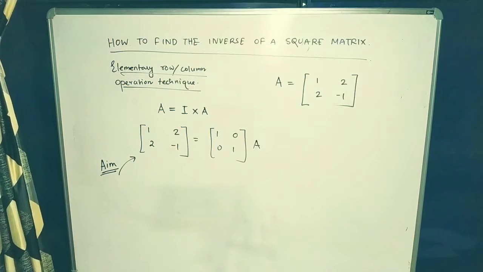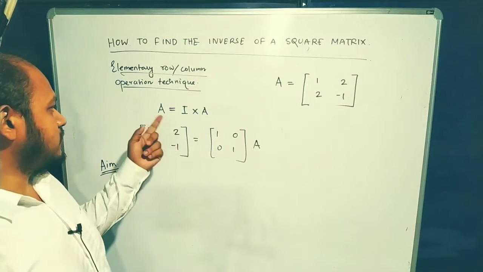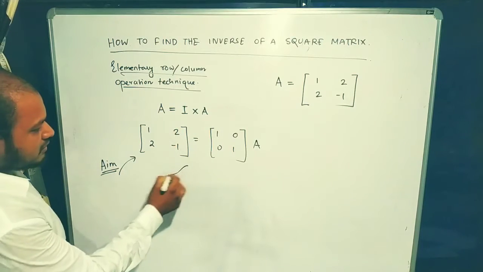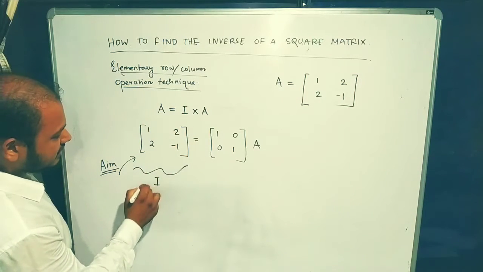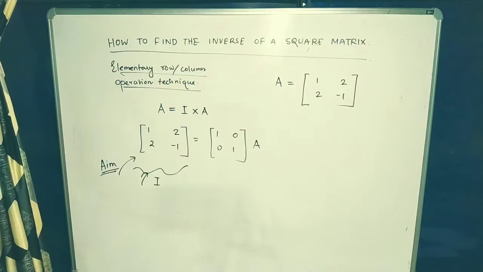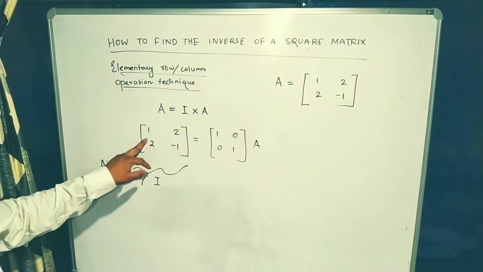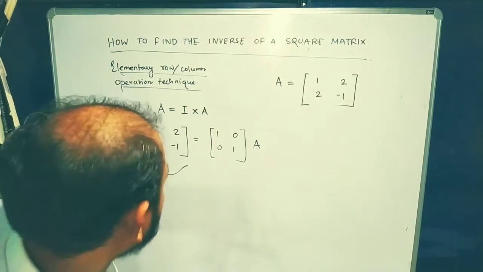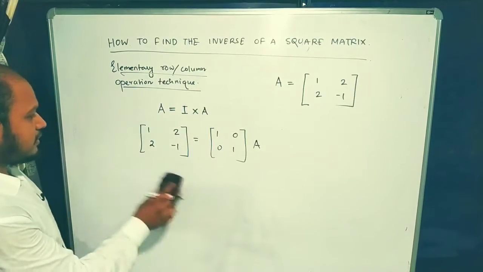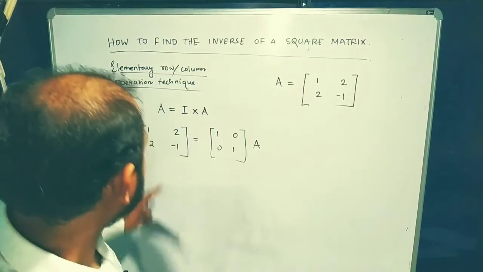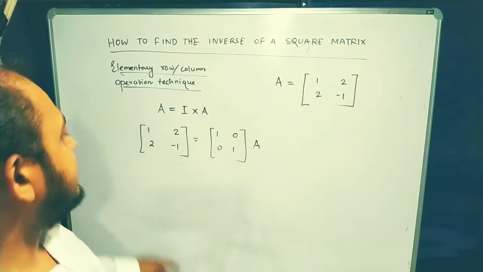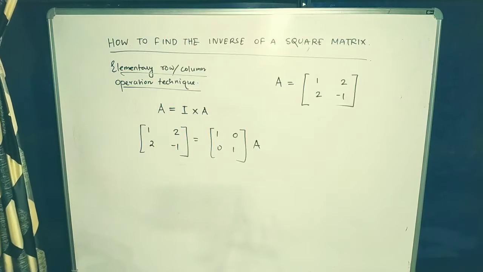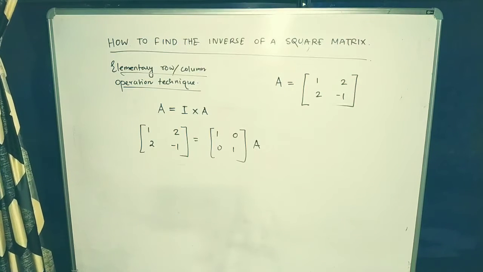What are we trying to find here? Since we have written this matrix at this position and we have written I here, our aim is to obtain an identity matrix at this position. That means by elementary row column operation, I have to make this matrix an identity matrix. Now how can I do that? Tell me, what should we do so that this matrix becomes an identity matrix, that is, exactly similar to that? So we have to do some operations on this matrix.